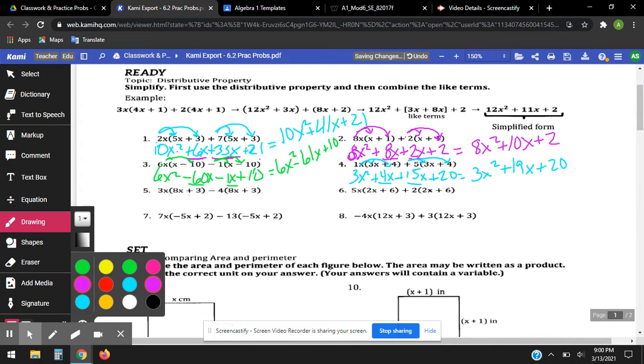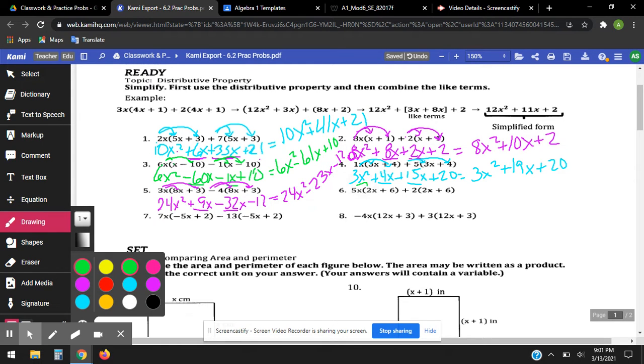Next, we have 24x squared plus 9x minus 32x minus 12. Again, I can combine these guys. 24x squared. Negative 32 plus 9 would be a negative 23. It's 23x minus 12. Kind of running into each other, aren't we?